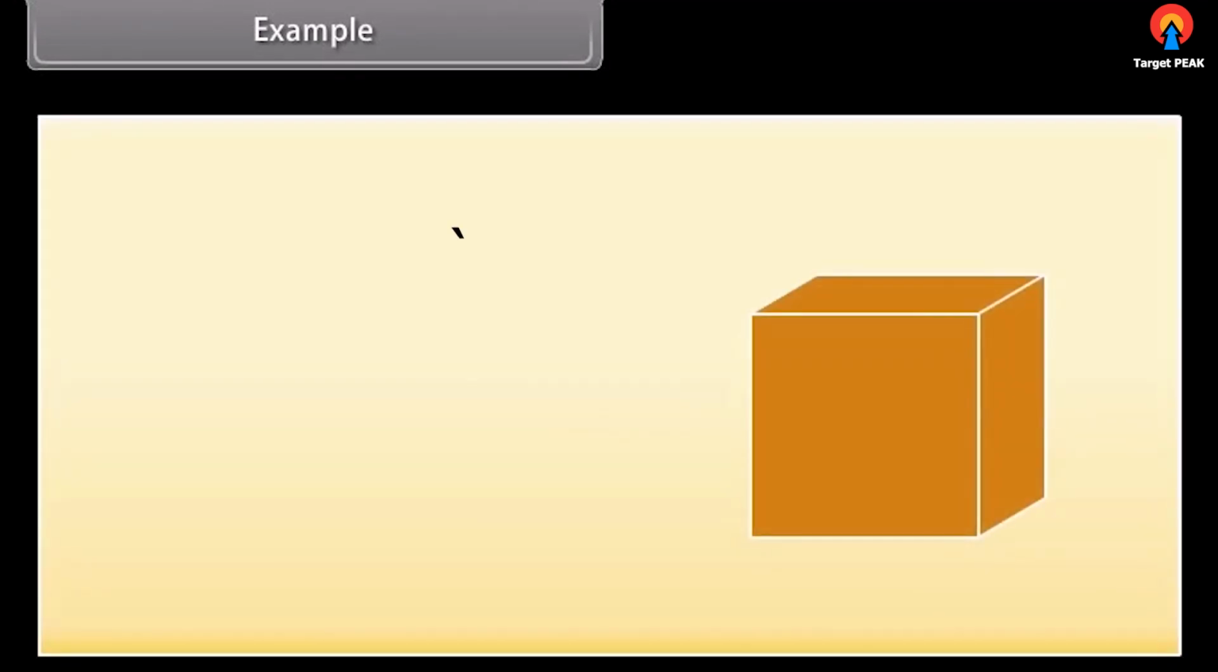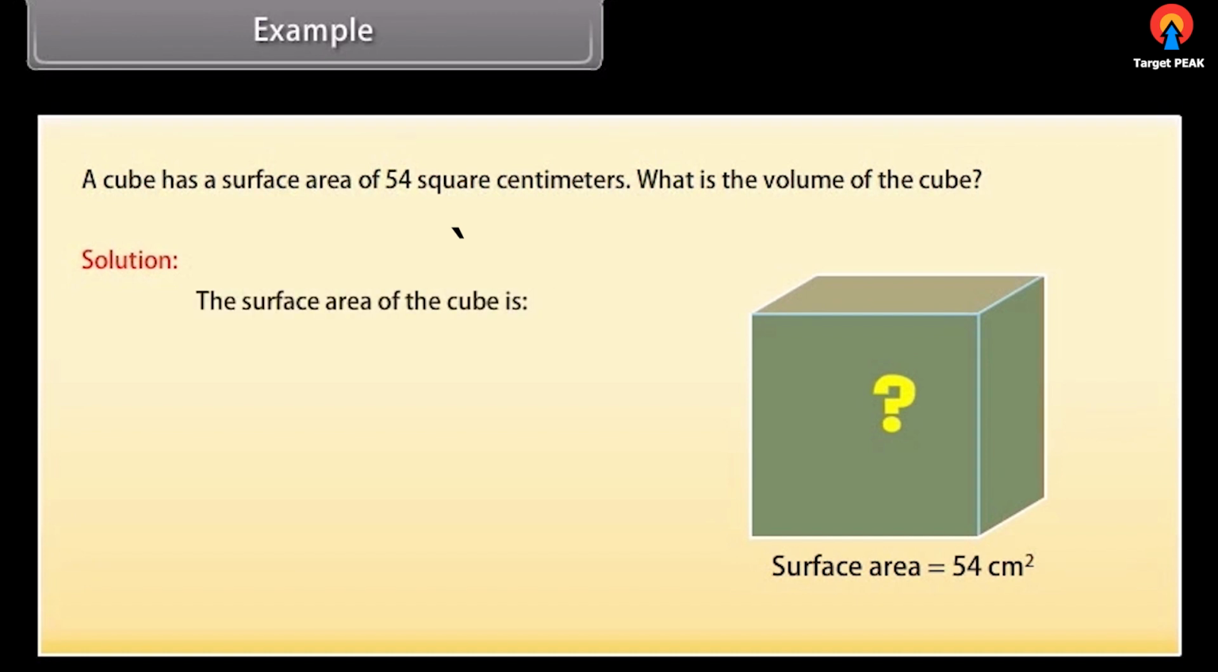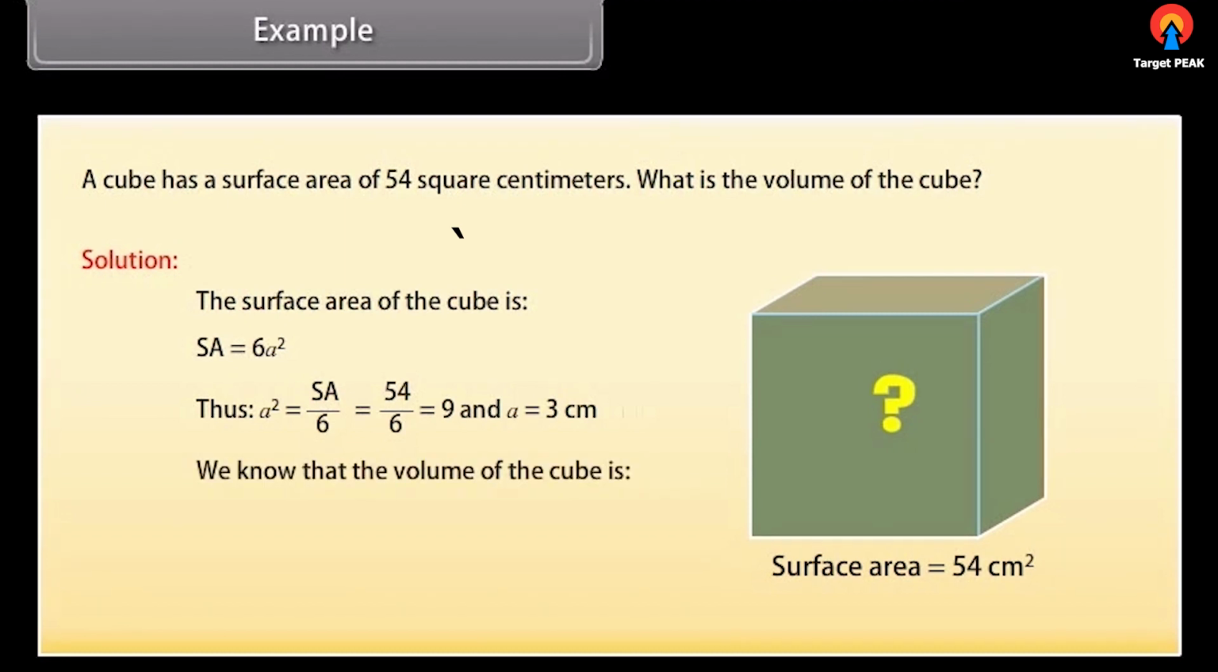Let's now solve an example to find the volume of a cube. A cube has a surface area of 54 square centimeters. What is the volume of the cube? Solution. The surface area of the cube is SA is equal to 6A square. Thus, A square is equal to SA upon 6, which is equal to 54 upon 6, which equals 9, and A is equal to 3 centimeter. We know that the volume of the cube is V equals A cube. Therefore, V equals 3 cube, or V equals 27 centimeter cube.